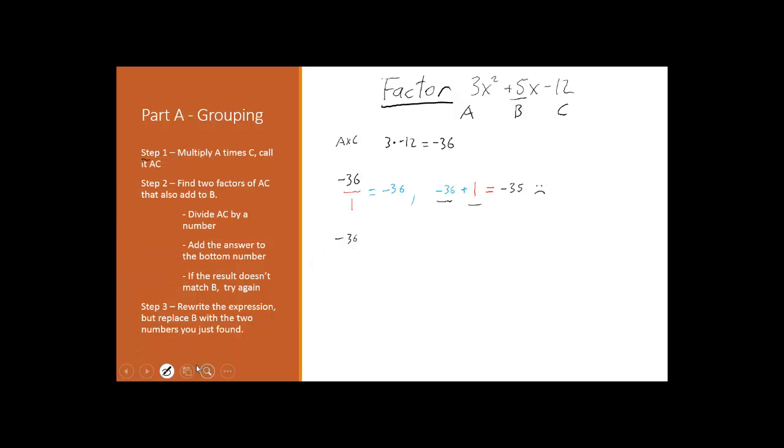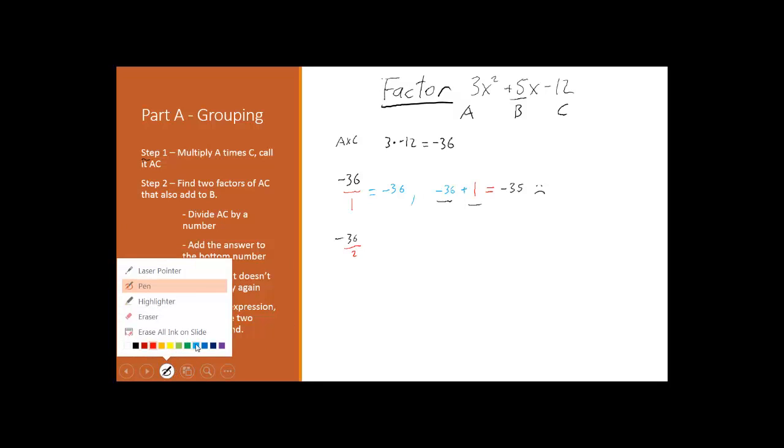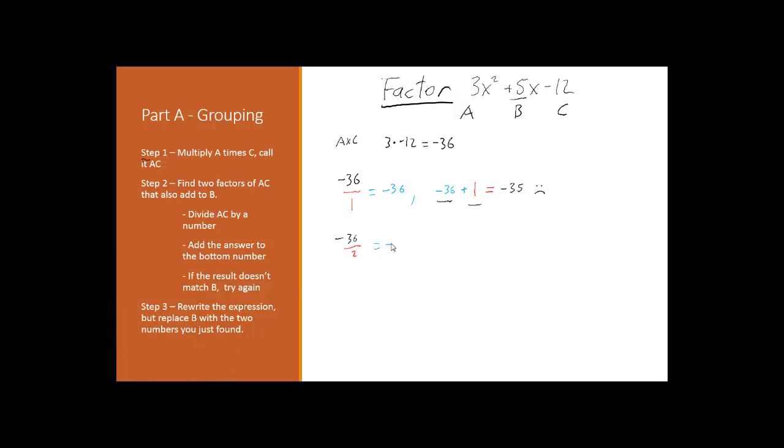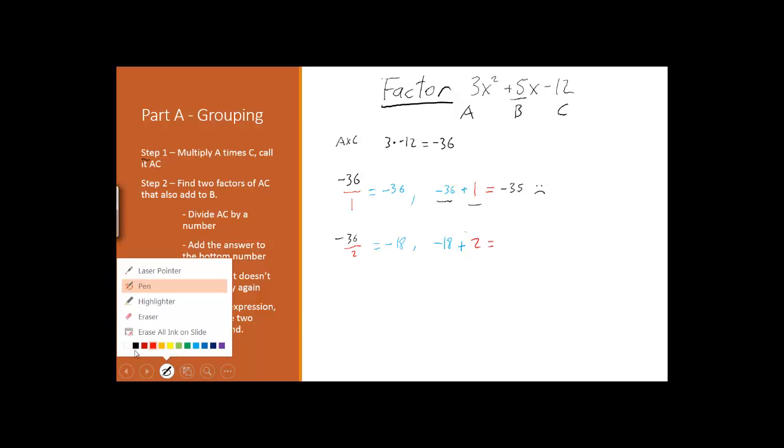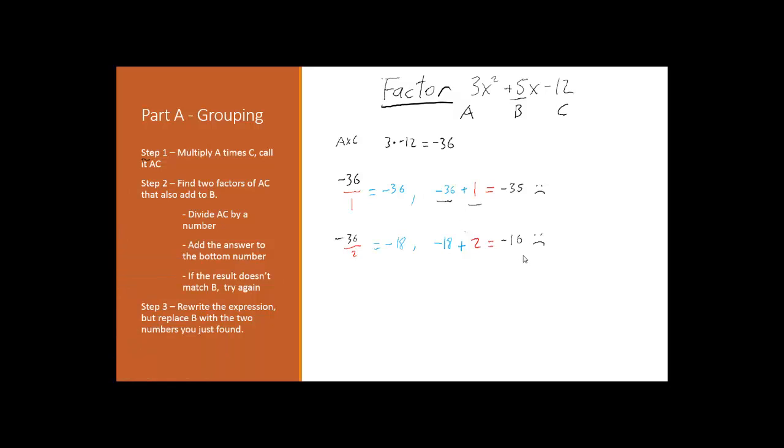Let's restart with negative 36. And this time let's divide by a different number, 2. Well, negative 36 divided by 2 gives us negative 18. And so now we'll say negative 18, the blue number, plus 2, that's the red number. And now negative 18 plus 2 gives us negative 16. Again, this isn't the right number. We're going for positive 5. So we're going to have to try another number. Sometimes this can take a couple of tries to get the right number.